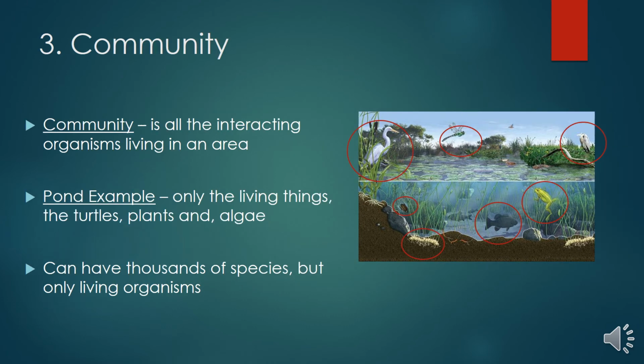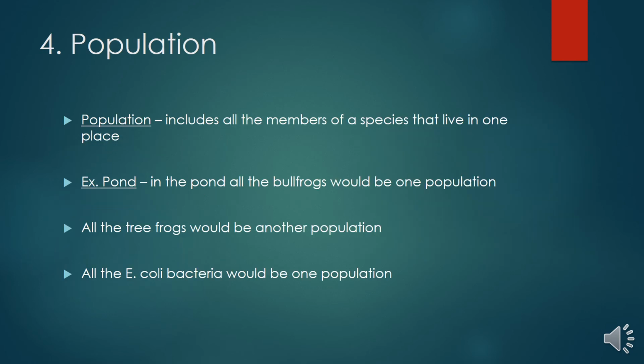Community, this is the next level down. This is all the living organisms in an area that interact with each other. So on our example on the right, I have some circled: the birds, the frog, the fish, the plants. These are all living things. We're no longer looking at the rocks or the water. You can have thousands of species in a community, but it's only living organisms. Communities have to be only living organisms.